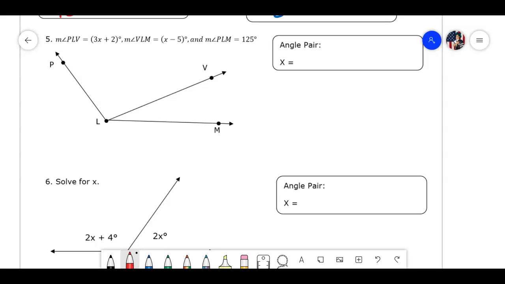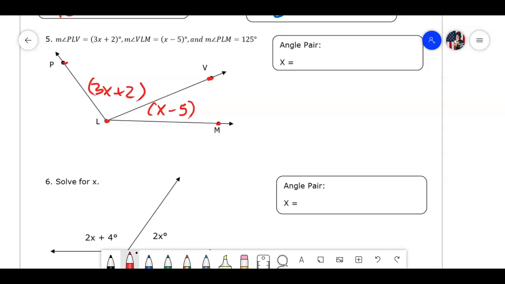It says PLV, from P to L to V, is the top angle, is 3x plus 2. Go ahead and fill in that first angle on top is 3x plus 2. Then it says VLM. So from V to L to M, that's the bottom angle, is x minus 5. Go ahead and fill that in. So we have two parts labeled.